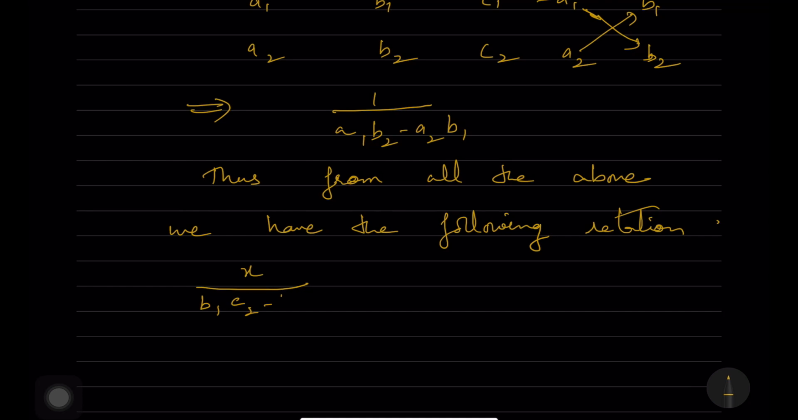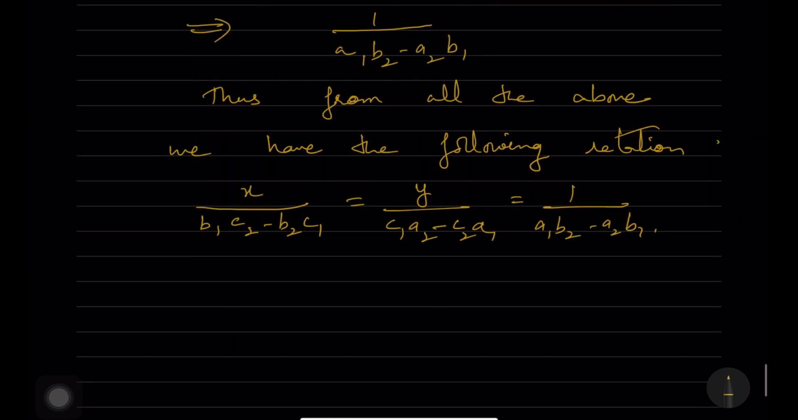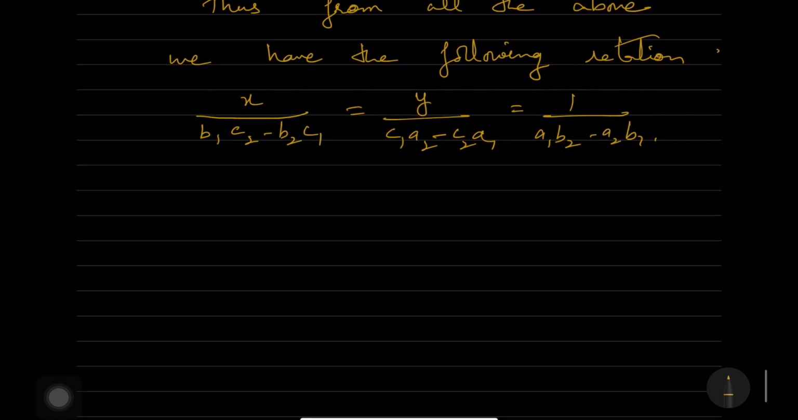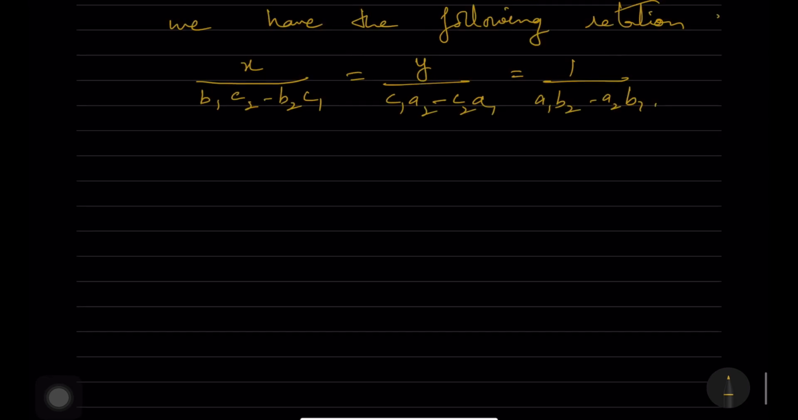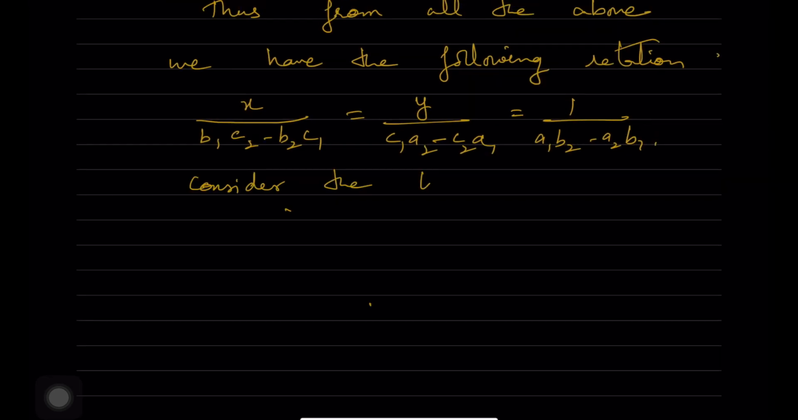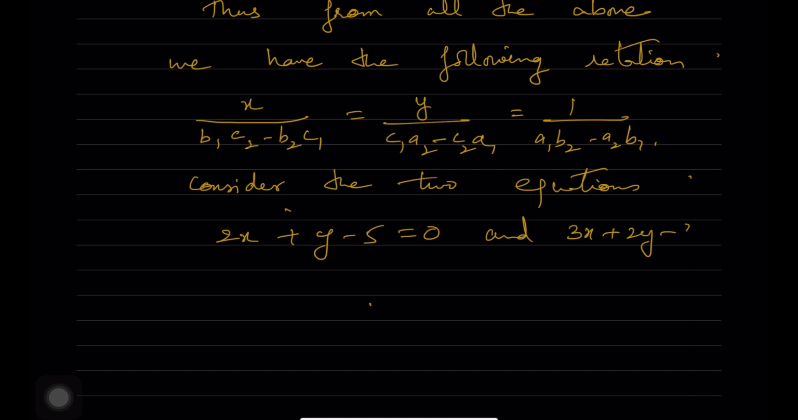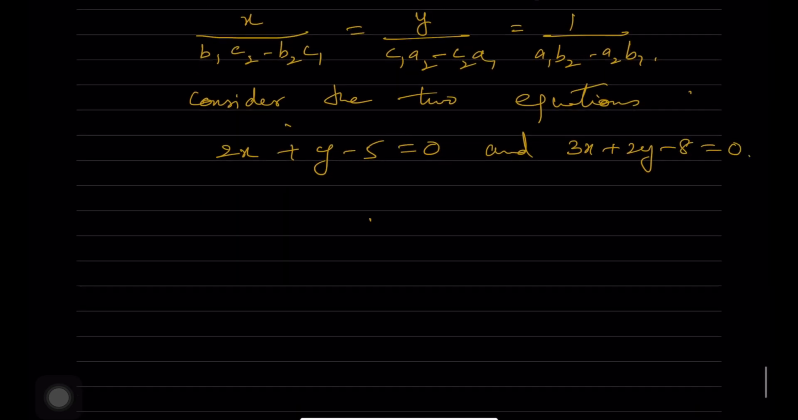So what do we get? x by b1 c2 minus b2 c1 is equal to y by c1 a2 minus c2 a1, which is equal to 1 by a1 b2 minus a2 b1. Now taking this relation, we solve that example problem.